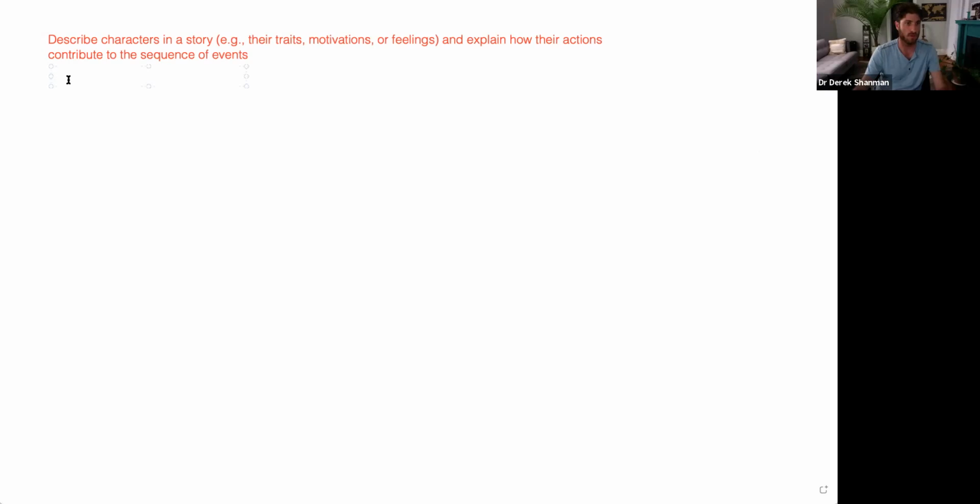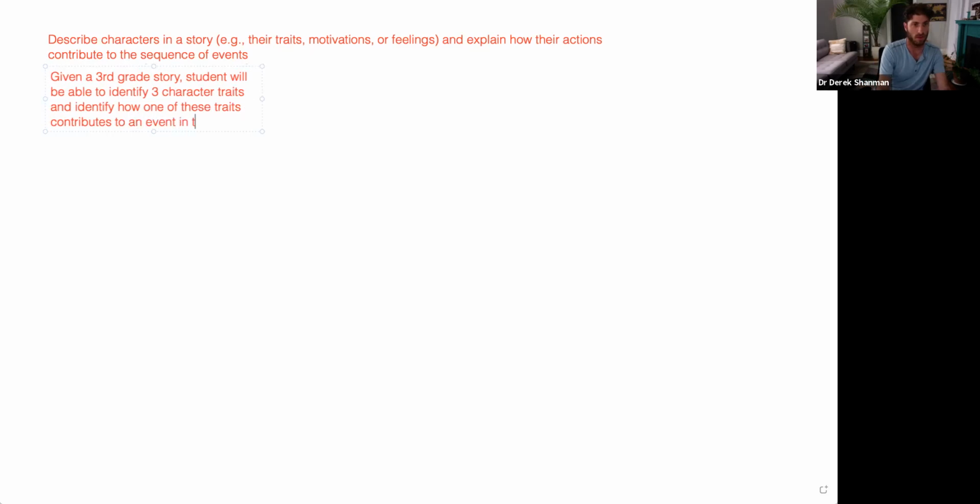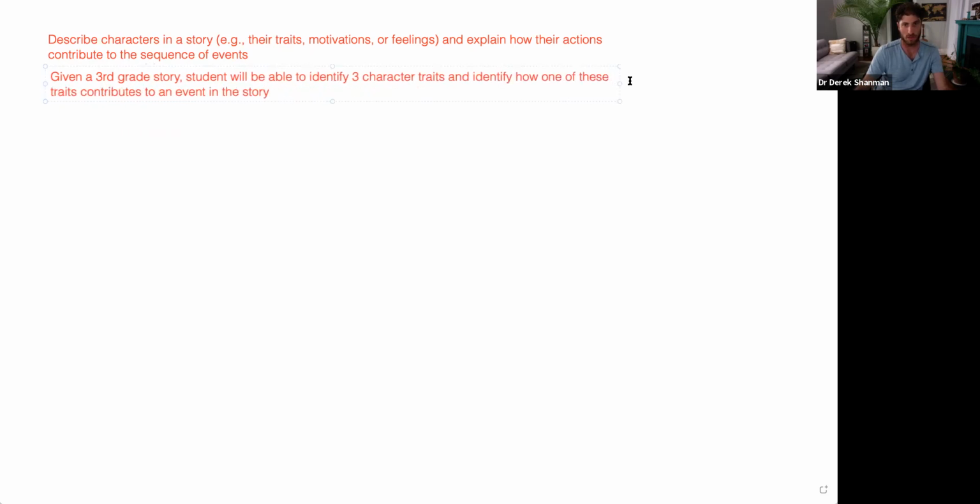My objective is going to be: given a 3rd grade story, students will be able to identify 3 character traits and identify how one of these traits contributes to an event in the story, something along those lines.